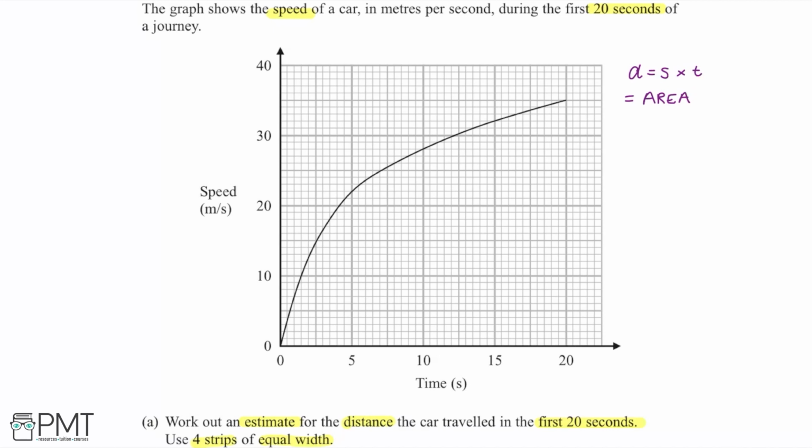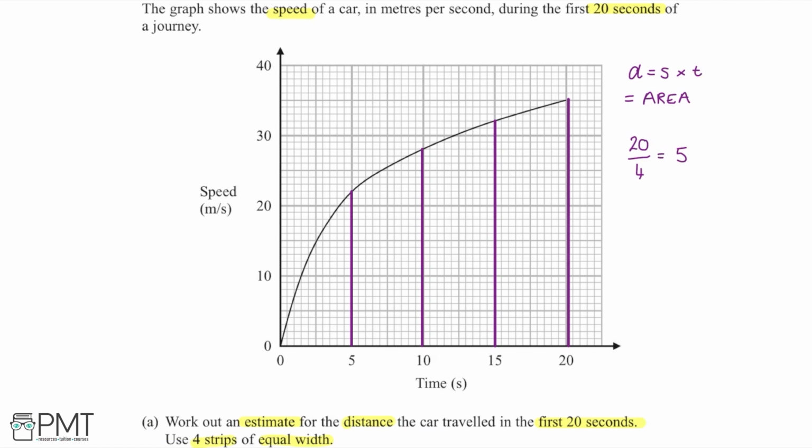So if the maximum time is 20 seconds, we can divide this by 4 to get the strip width that we're going to use. So the width of the strip is going to be 5. So we can split this into strips of width 5, starting at 5 seconds and then one at 10 seconds, one at 15, and then the final at 20.